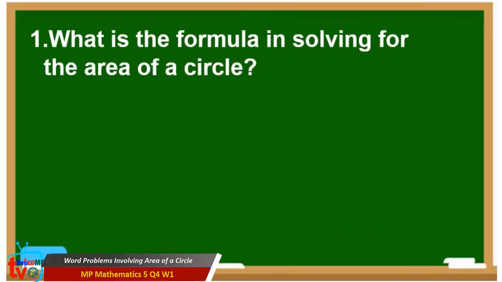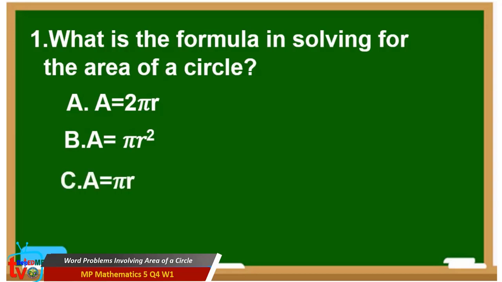Number 1. What is the formula in solving for the area of a circle? Letter A, area equals 2 times pi times radius. Letter B, area equals pi times square radius. Letter C, area equals pi times radius. And letter D, area equals pi times diameter.